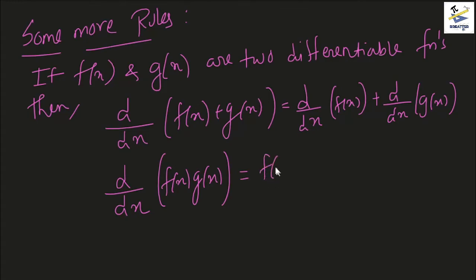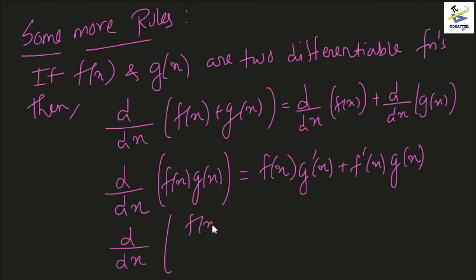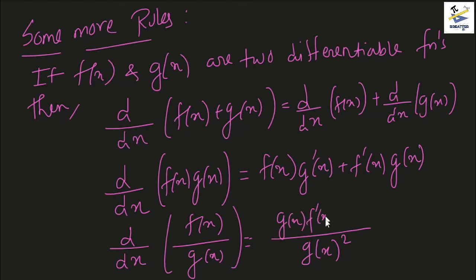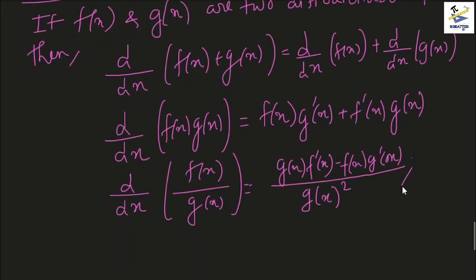then what you can do is try this. And finally, if you are given two functions in the form of division like this, then the answer is simply g(x) whole squared, g(x) into f dashed x minus f(x) into g dashed x. And obviously here g of x not equals to 0. So these are the three rules also that you need to follow when solving for derivatives.